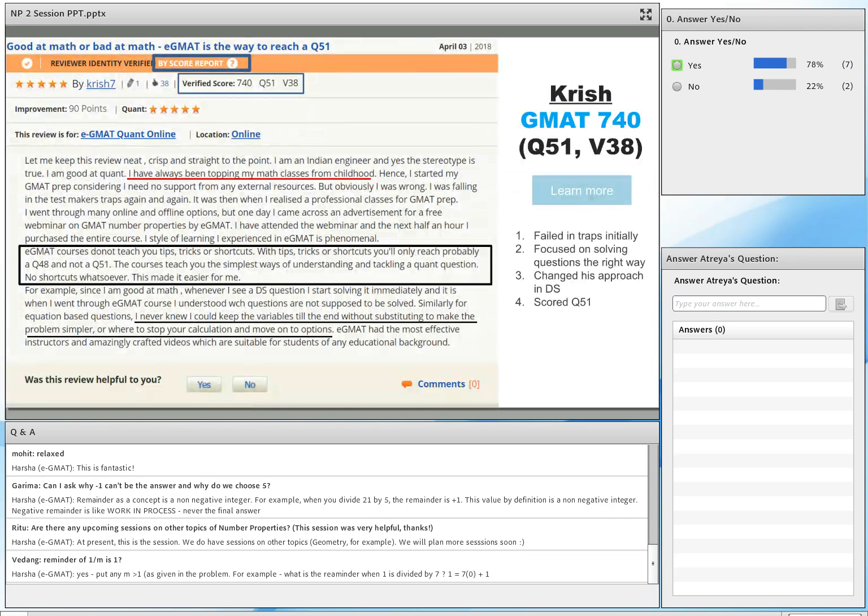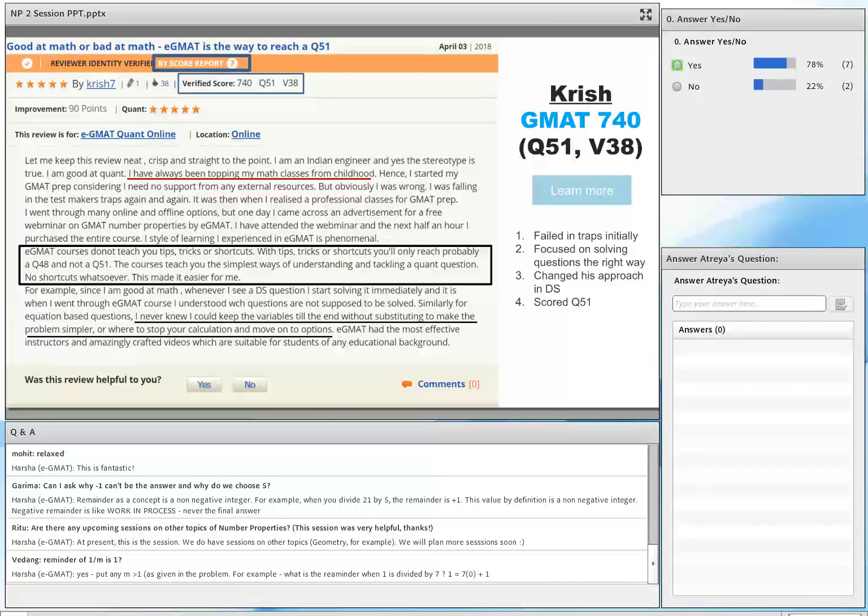So, just to give you some motivation over here, I've brought 3 case studies today, and I just want you people to take a look at these case studies. Krish over here, he was very strong at quant, but despite being strong at math, he could not get a very good score initially in the GMAT.